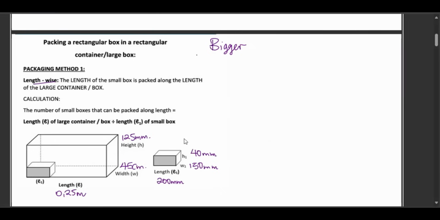It has a length of 0.25. These are meters. It has a breadth of 45. These are centimeters. And it has a height of 125 millimeters. These are meters, these are centimeters, these are millimeters.